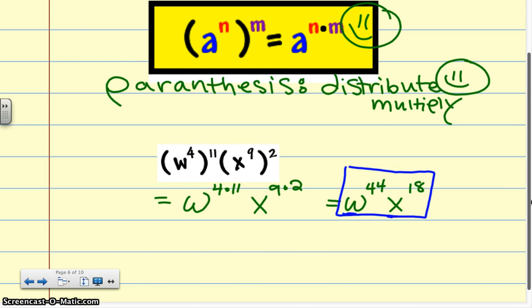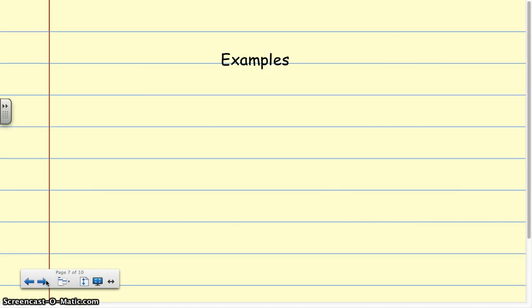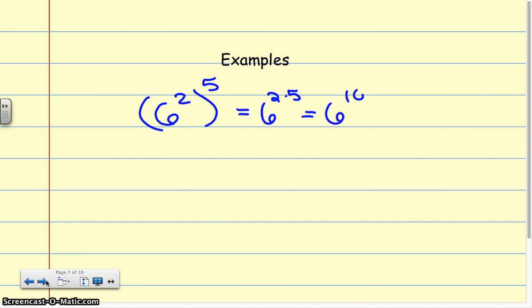All right, let's do another one. I actually want to do multi-step examples after I'm done with this, but let's go ahead and do 6 squared to the 5th power. Okay, so I have 6 squared to the 5th. That would equal 6 to the 2 times 5, which is equal to 6 to the 10th power.